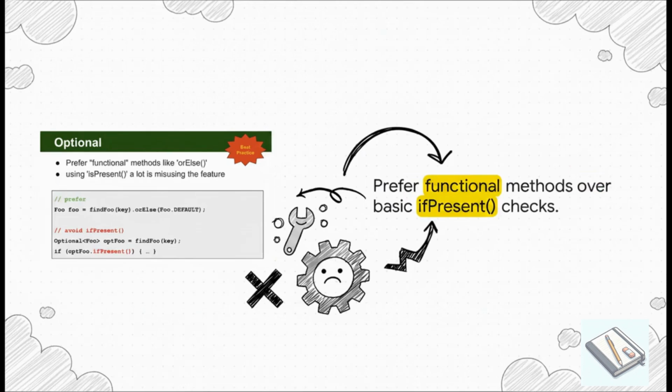Next rule, avoid excessive use of get without checking presence. And honestly, try to avoid the whole isPresent paired with get combo altogether. It's kind of considered an anti-pattern now. Instead, you really want to lean into those clean, functional methods like orElse or orElseGet. It makes your code look so much more professional.